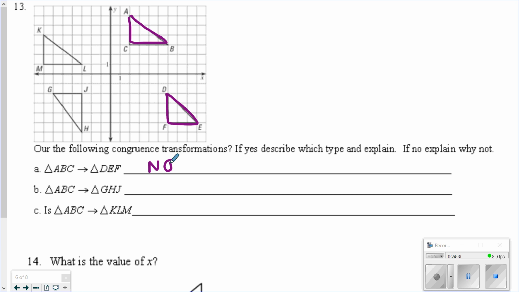Now look at triangle ABC and GHJ. So are those two triangles congruent? They are. They're the same shape. Now we need to figure out what happened here. So this would be yes, they are congruent. And how shape ABC got to shape GHJ would be by a few reflections. So it'd be a reflection over the x-axis and then a reflection over the y-axis.